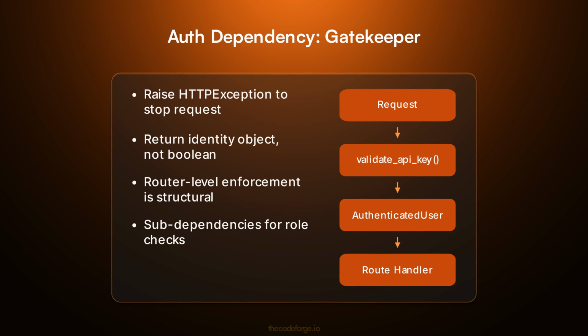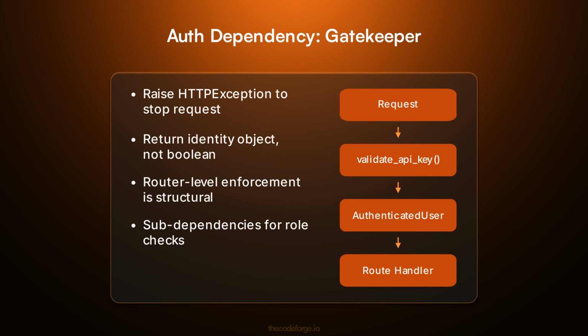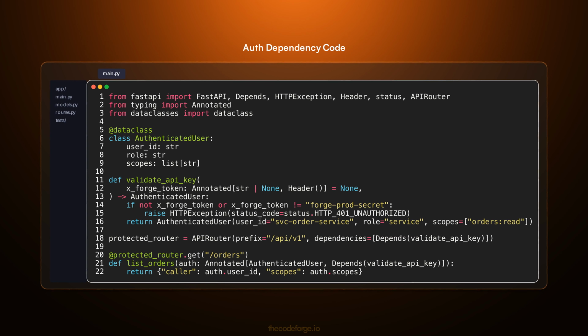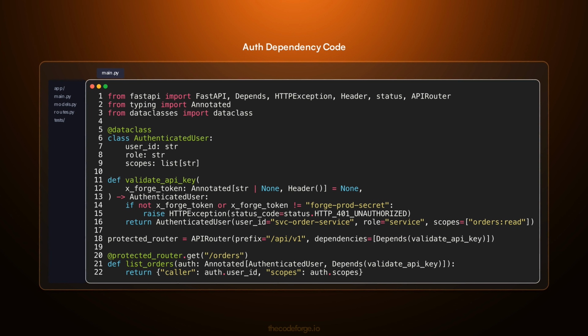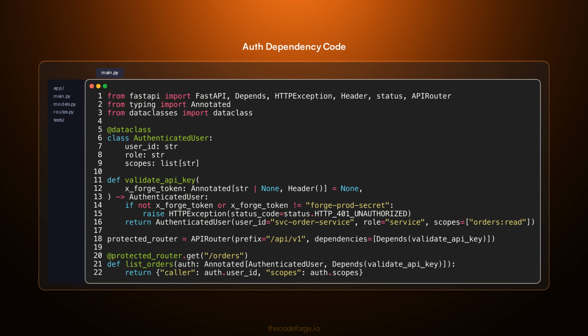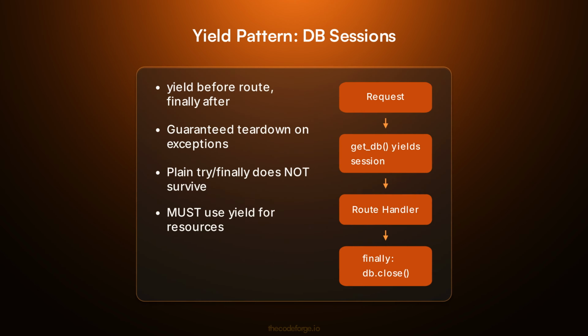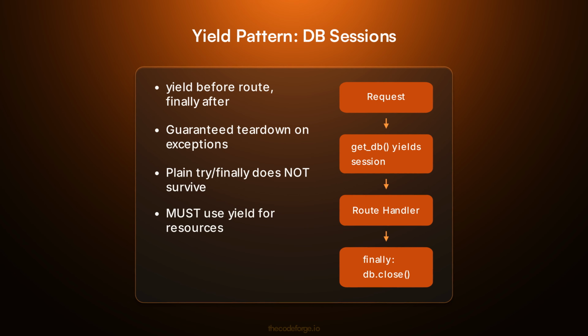Authentication dependencies act as gatekeepers. By raising an HTTP exception inside the dependency, the request never reaches the route. Return an identity object so the route knows who is calling. Apply auth at the router level to make it structural. Here's the auth dependency. It validates the TheCodeForge token header and returns an authenticated user object. The router-level dependencies list ensures every route in that router requires authentication. No per-route annotation needed.